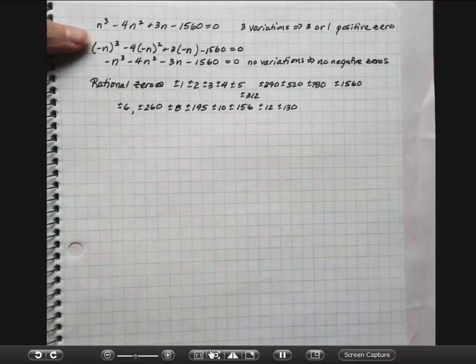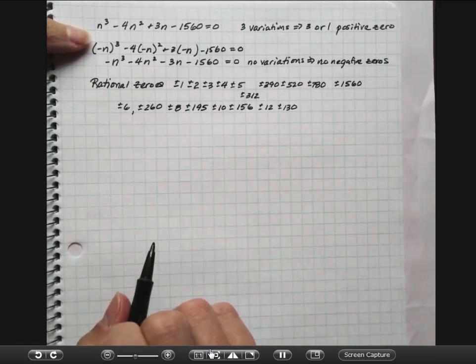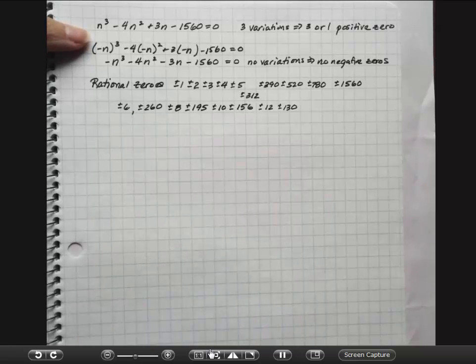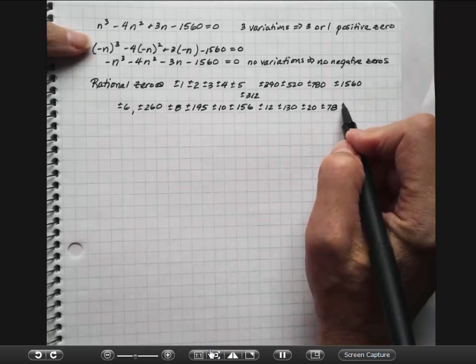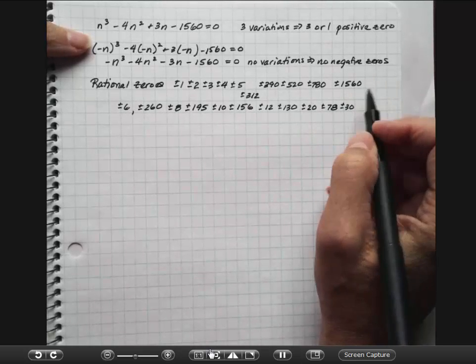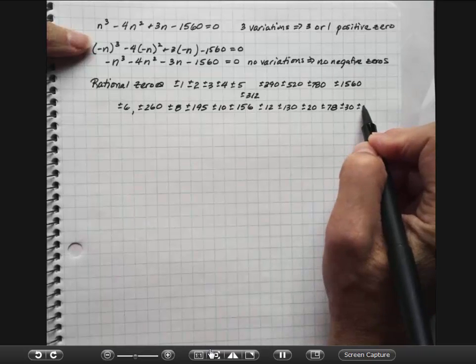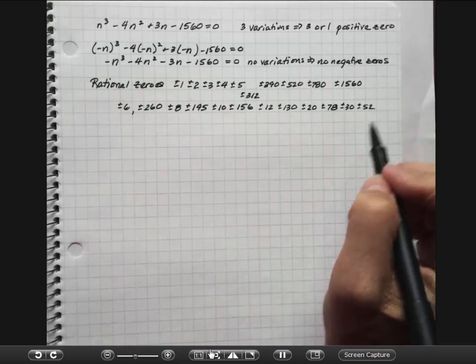And we need to keep on going until our factors start to repeat. So it could be a while that we're here. I'm going to say that 20 probably does. Yes, it does. 78 times 30. I'm skipping now because I'm hoping that I'm going to find a 0 before I get up this high. 30 and 52. So I've got a good smattering to start off with.